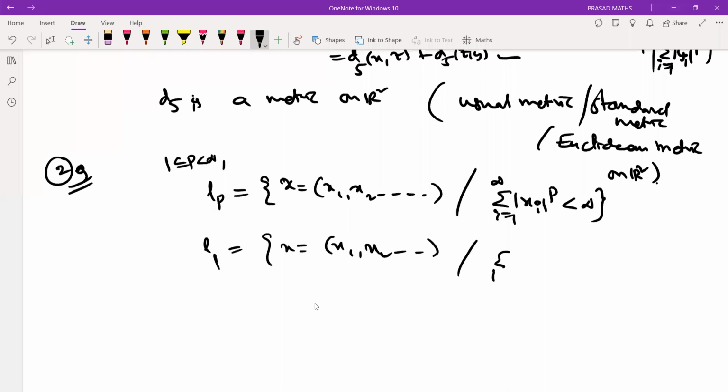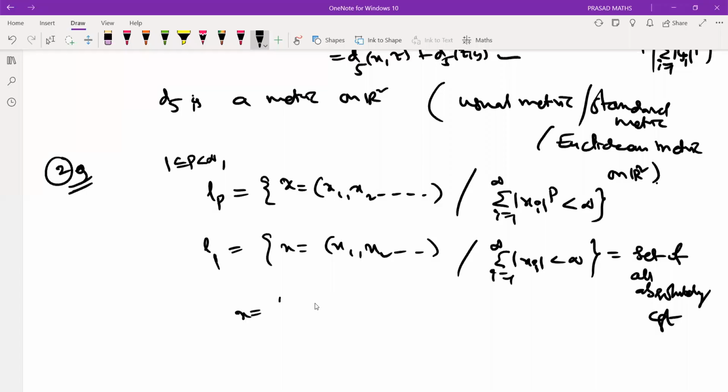That means the set of all sequences for which this is a convergent series. It means the sequence is absolutely convergent. Understand? It is the set of all absolutely convergent sequences, because the sum of modulus of xi is convergent. Suppose you take this. Is it an absolutely convergent sequence? Yes, because by the p-test it is convergent. Suppose I take 1, 1 by 2 square, 1 by 3 square.